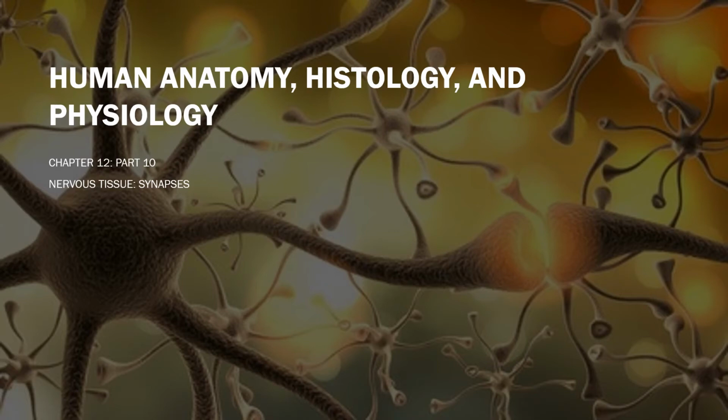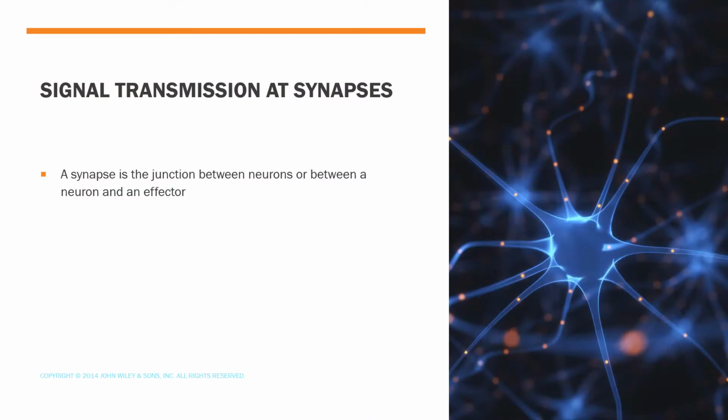This is chapter 12, part 10. In this video, we are going to be discussing synapses. Remember when we talked about muscles and neuromuscular junctions, that a synapse is where communication occurs. So in this chapter, we're going to talk about communication between two neurons. A couple terms that we're going to talk about here.